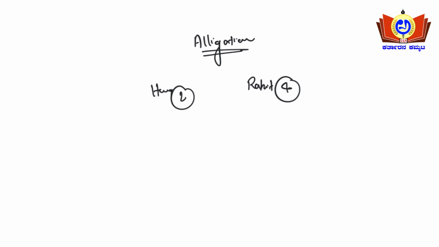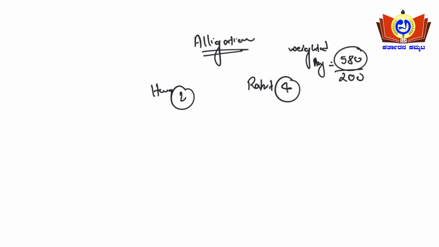See friends, actually this can be solved in a single step through the allegation method. I have written the given data. The larger data is rabbit, which has 4 legs, and the lesser data is hens, that is 2 legs. So the weighted average will be 580 upon 200.